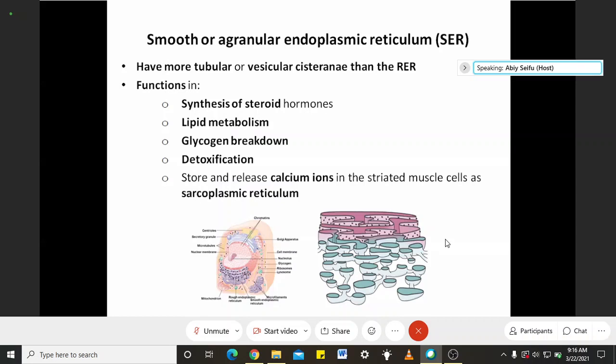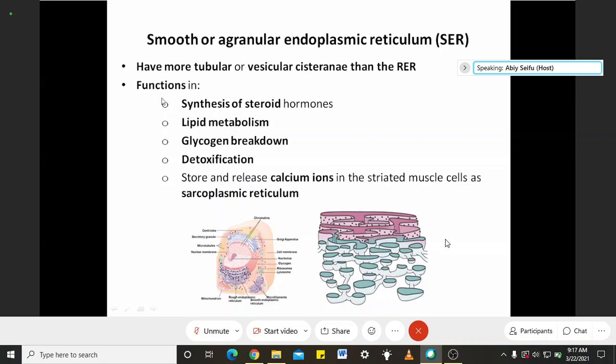The third type of muscle cells, known as smooth muscle, does not have this nature, because the smooth endoplasmic reticulum in smooth muscles is not for storage of calcium ions. As a result, we don't have sarcoplasmic reticulum in smooth muscle cells, but we do have smooth endoplasmic reticulum in smooth muscles for other purposes.